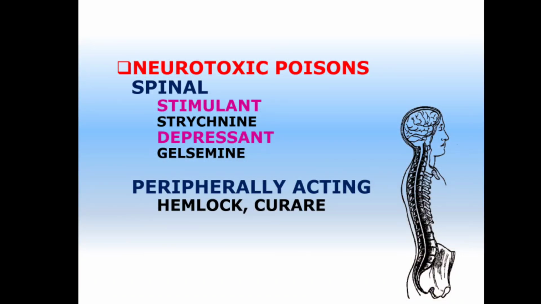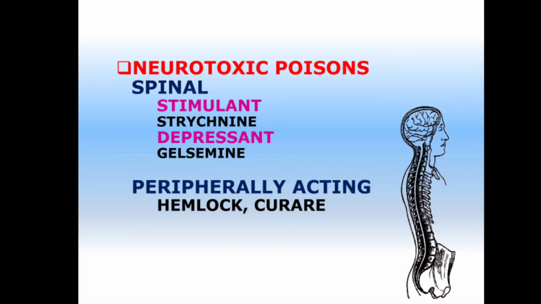And then the category of neurotoxic poisons that act on the spinal cord, spinal poisons, stimulant in nature, of course everybody will recall, and that is strychnine. But when you ask for examples of depressant spinal poisons which produce paralysis, sometimes students don't come up with the answer, and the answer actually is gelsemine, derived from yellow jessamine, a kind of plant that grows in the northeast part of India. Strychnine, we all know, is a powerful stimulant, produces convulsions. And finally, the last category under neurotoxic poisons is peripherally acting, like hemlock and curare, which also has varied kinds of manifestations, usually paralytic.